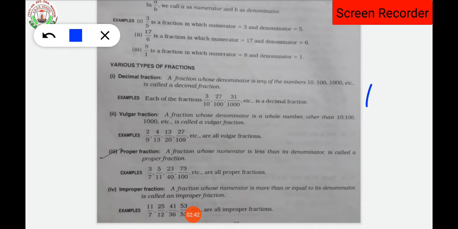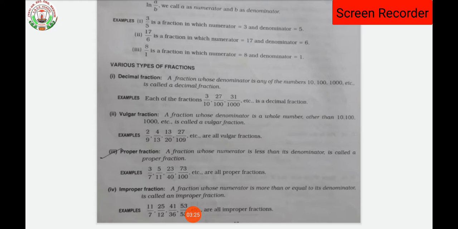So what do you mean by a decimal fraction? As you know, 0.1 is a number. How to write it in the form of a fraction? 1 by 10, isn't it? Yes or no? So this type of fraction which can be written in the form of decimals is said to be a decimal fraction. A fraction whose denominator is any of the numbers like 10, 100, 1000, 10,000, lakh is said to be a decimal fraction, as 3 upon 10, 27 upon 100, 31 upon 1000. That means on dividing, it becomes a decimal. Suppose 3 upon 10 is divided, it will become 0.3. That kind of fraction is known as a decimal fraction.